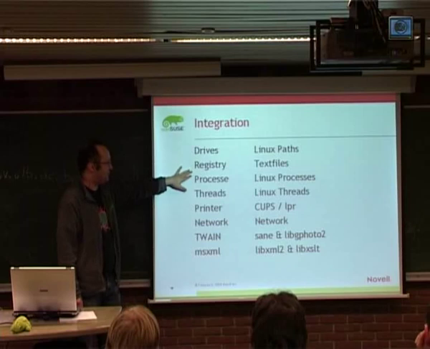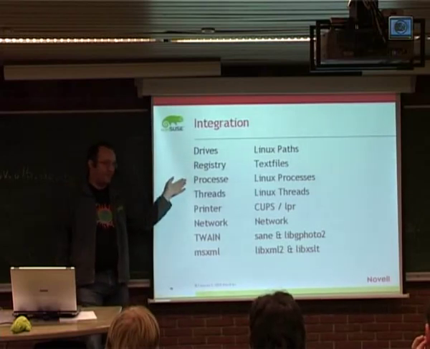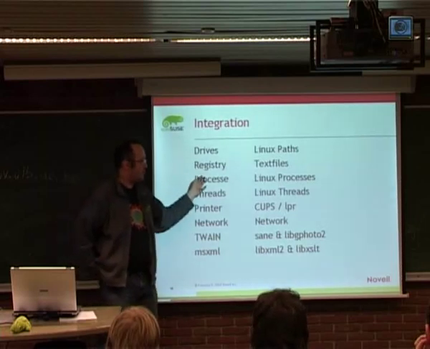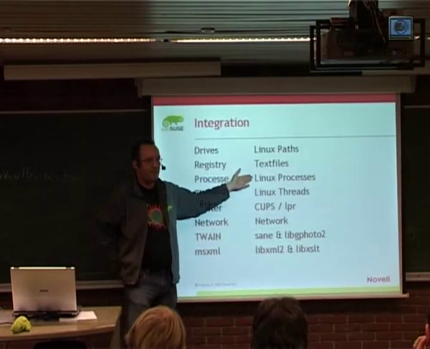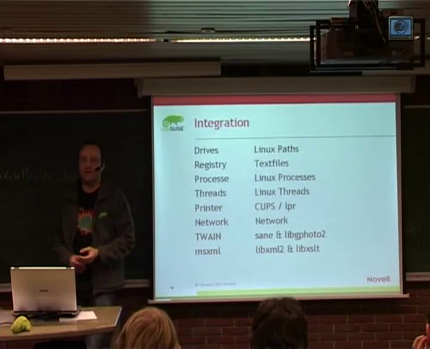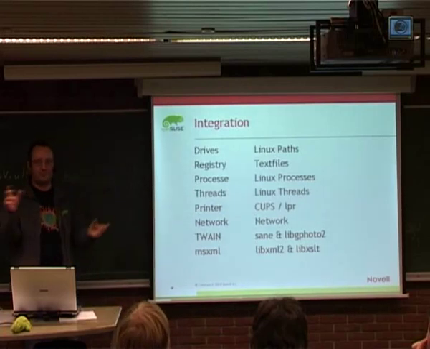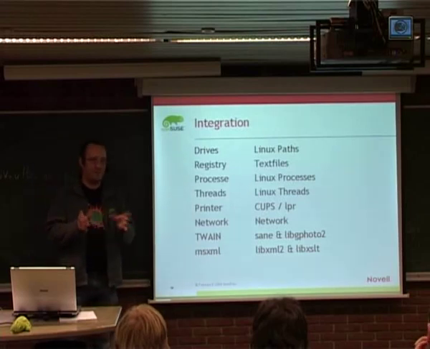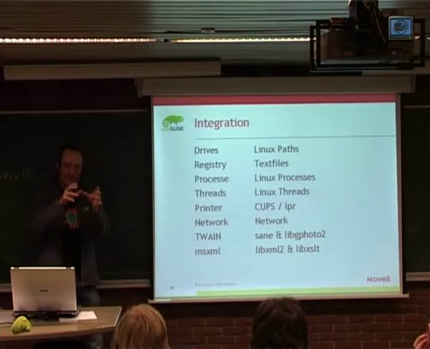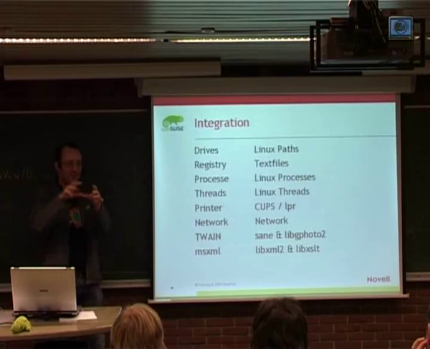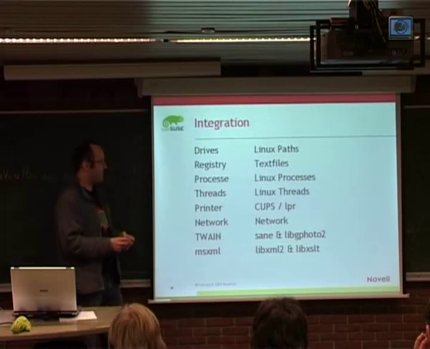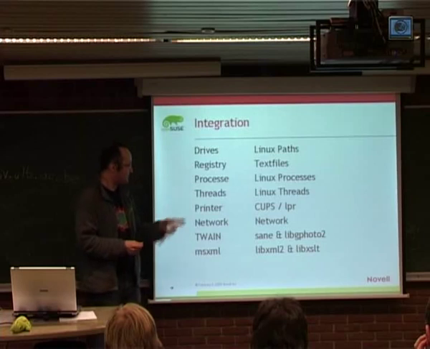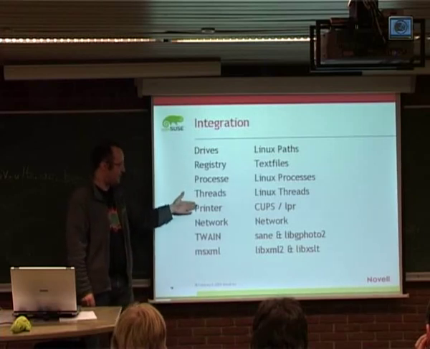Registry, we map internally to text files. Win32 has processes, of course, which we map directly to Linux processes. So if you run ps, for instance, you see the .exe even running on your system. With a nifty rename trick, it's not wine foo.exe, but just foo.exe. So you see the exe files running there. Threads directly map to Linux threads.